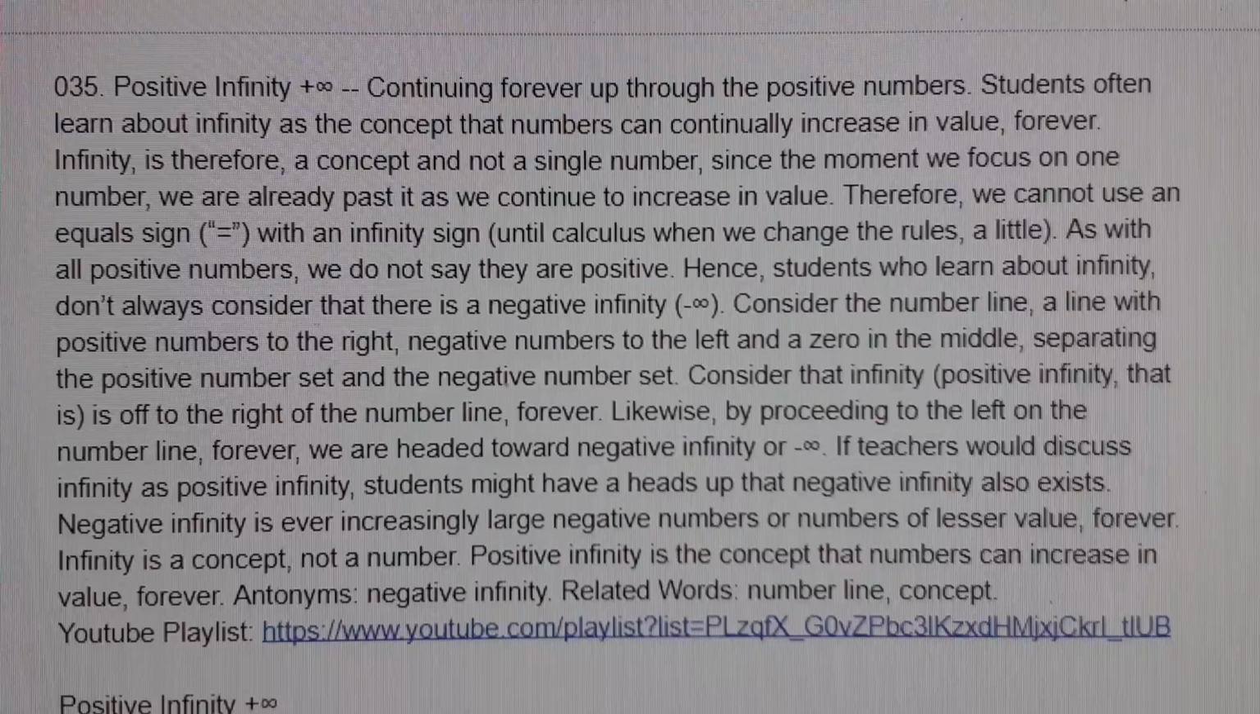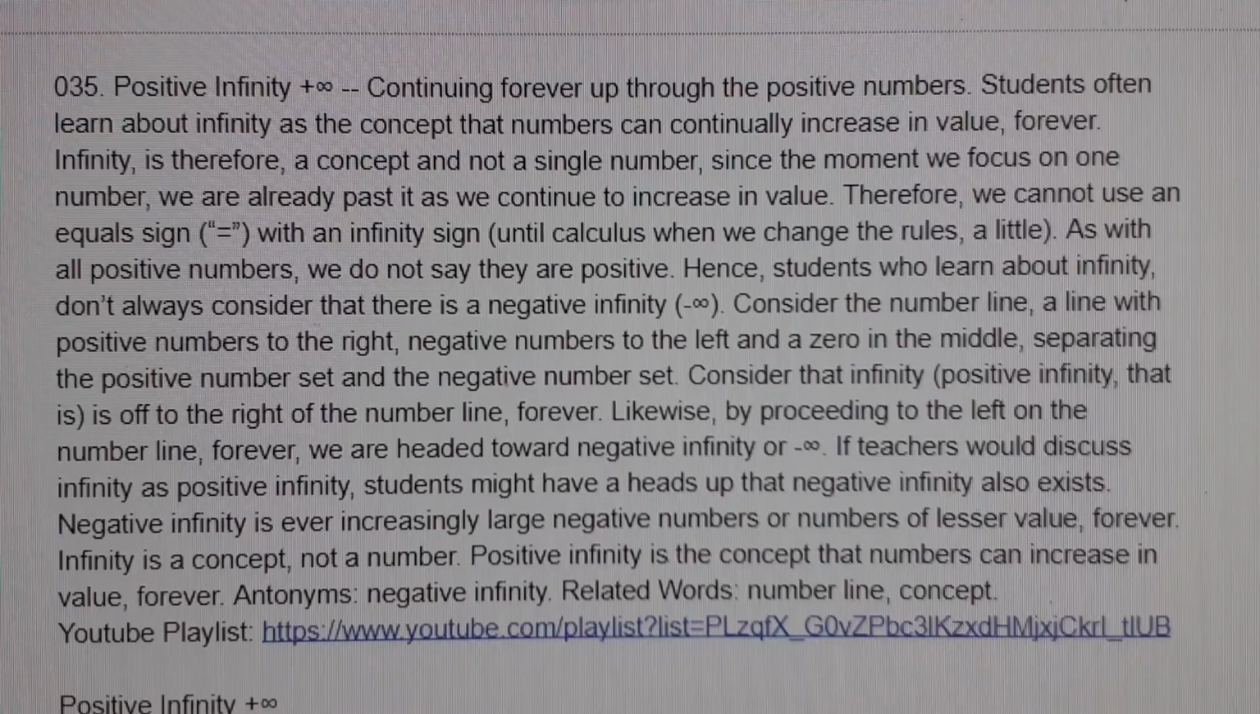Therefore, we cannot use an equal sign with an infinity sign (until calculus, when we change the rules a little). As with all positive numbers, we do not say they are positive. Hence, students who learn about infinity don't always consider that there is a negative infinity (negative sign with an infinity sign). Consider the number line.